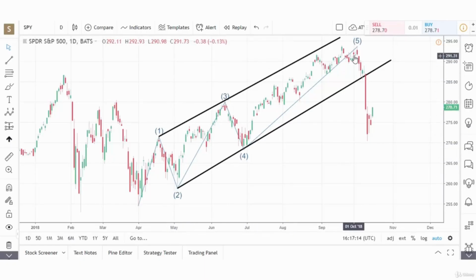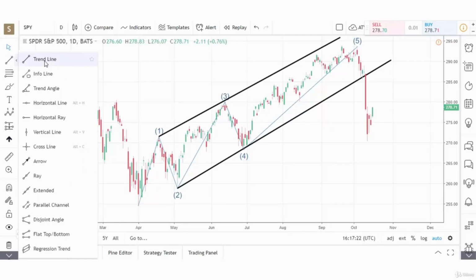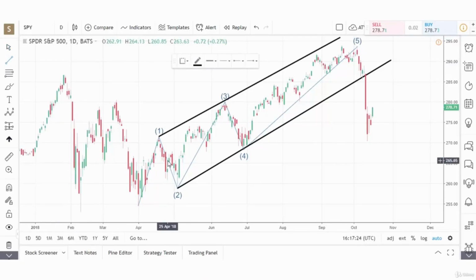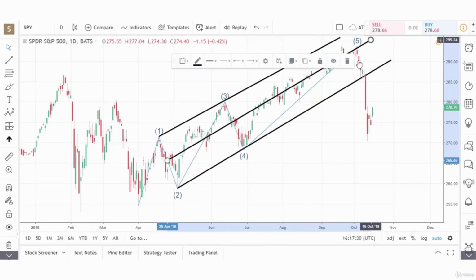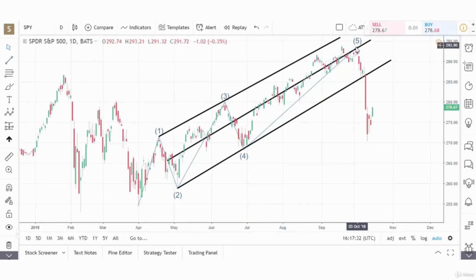Often the 5th wave will not rise to the top of the channel, so we can put in a third trend line in the middle of our channel to predict where wave 5 will end. So we can use this as a sell point. We don't want to get short because we're still in an uptrend. And then we can use our channel, and when the S&P drops through the channel, that's our sell point, or the point where we want to get short.